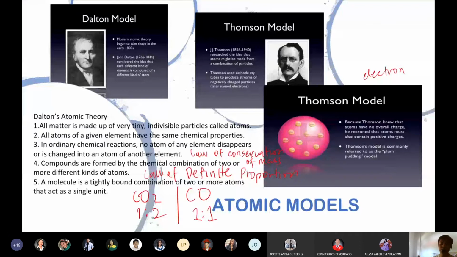Then we modified the atomic model again because we are not satisfied with what we have. And that's how it should be. We should not be satisfied with the simple things around us. We want more answers. Okay, so then we proceed with Rutherford.